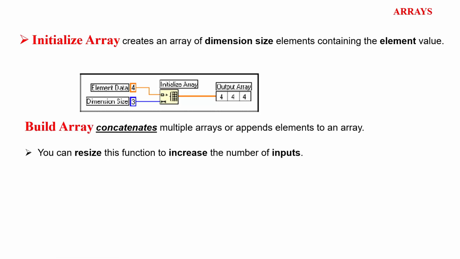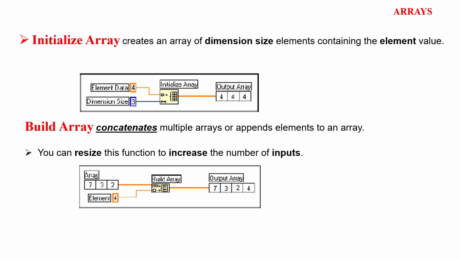Build Array concatenates multiple arrays or appends elements to an array. You can resize this function to increase the number of inputs. In this case we have an array 7, 3, 2 and we just want to append an element 4. We can append in this way, using Build Array.